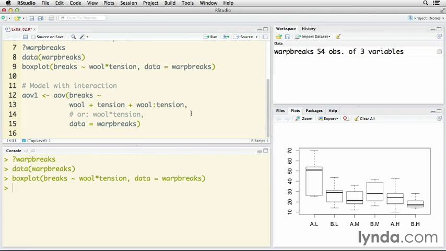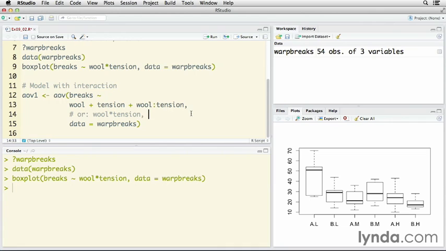What I'm going to do is save it as an object, aov1, because that allows us to do certain summary statistics on it. The actual function is aov, for analysis of variance. And then I have here breaks. That's our outcome variable because that's what it's called in the dataset. And then I have two categorical predictors, wool, which is A or B, and tension, which is low, medium, or high. Plus, I add the interaction term. That's wool colon tension. That's the interaction of the two.